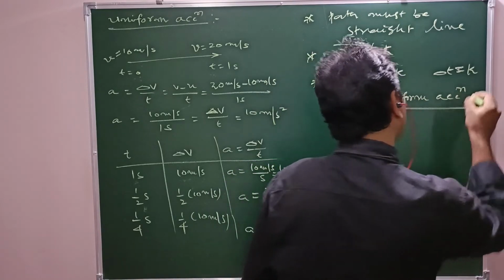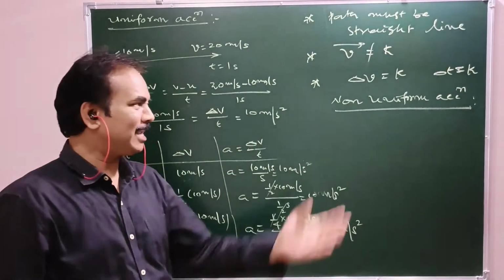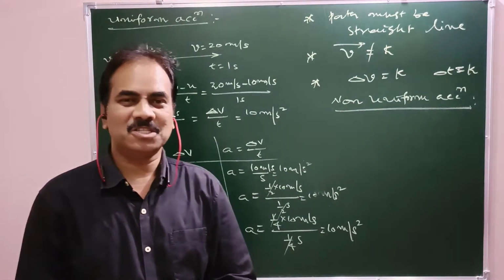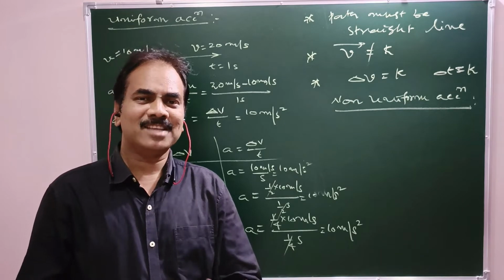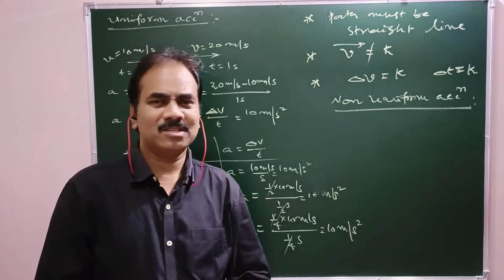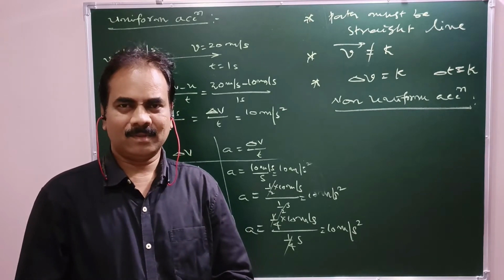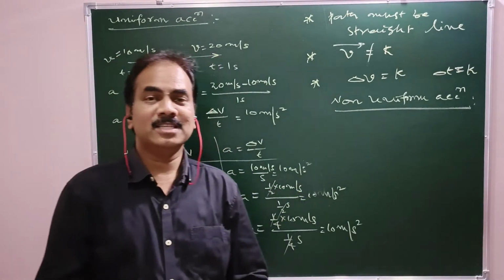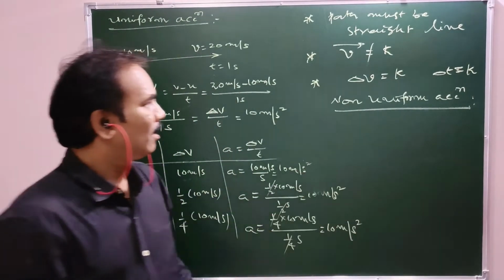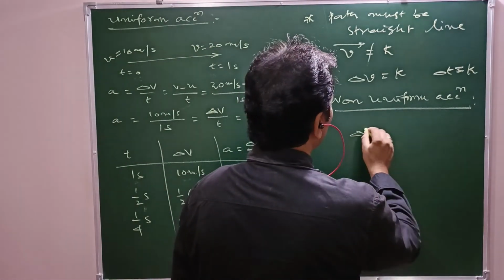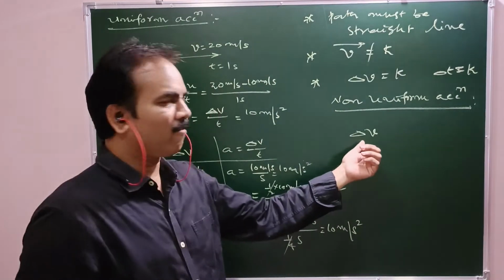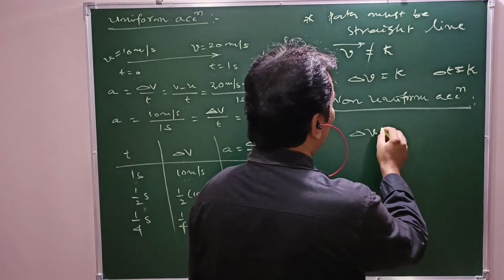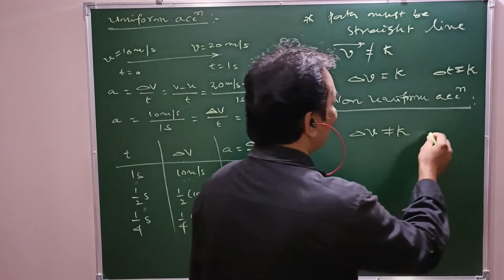Non-uniform acceleration means, see, by the name itself, acceleration is a vector, but it is non-uniform, meaning not constant. Not constant in the sense that the magnitude of acceleration may be different, changing with time. Otherwise, the direction of acceleration also changes with time. Am I right? So here, change in speed or magnitude of velocity is not constant. That is, delta V is not constant in equal intervals of time.